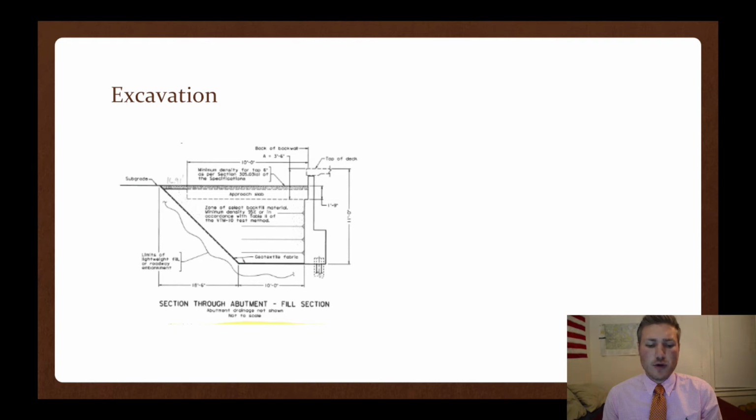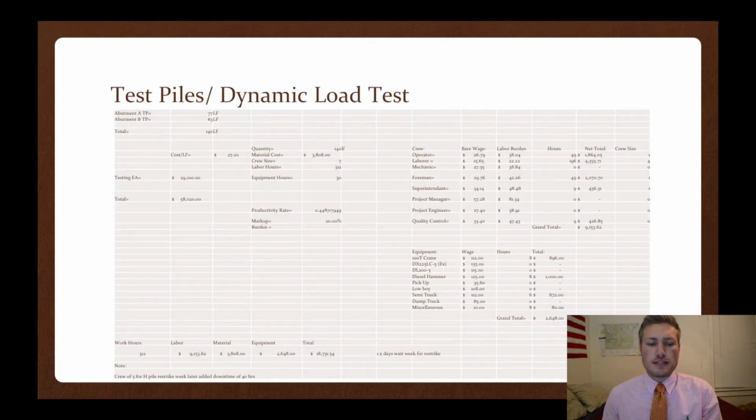To take this off, we had to look at these plans. I broke it down into cross-sectional areas of abutment A and abutment B, as seen in this figure. Once everything is excavated out, test piles can be applied to the ground. 2 test piles go into the ground, which will require a dynamic load test.